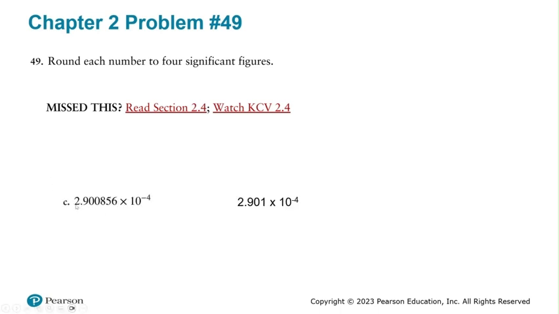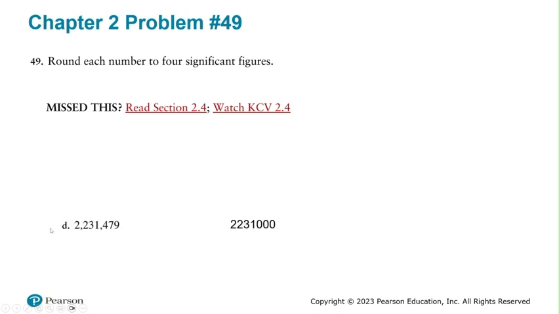All right, so now we already have a number in scientific notation. Since it's in scientific notation, we know that every single number in there is significant. We could try to write this as a decimal, but we might as well just keep it in that format. So we'll go 1, 2, 3, 4. Look to the next digit. 8 is larger than 5, so we'll round up to 2.901 times 10 to the minus 4.